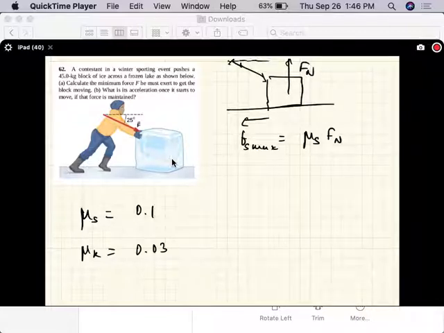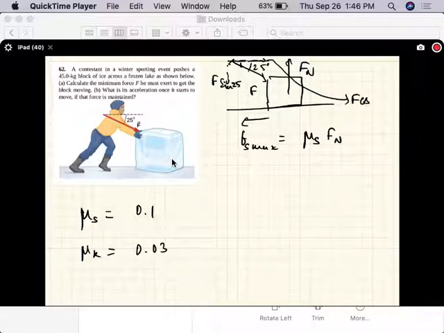Oops, that's 25 degrees. So here is F. Here is F sine theta. Okay, and this component is F cosine 25. Oh, this got messy. Okay, let me redo the diagram.